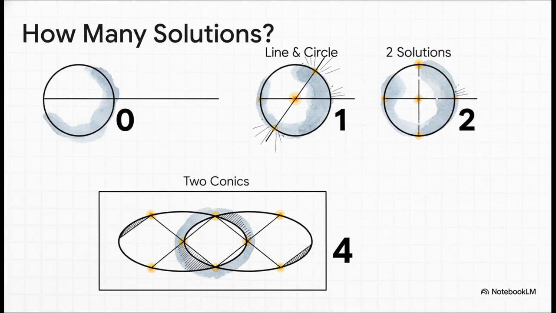And this is where it starts to get really interesting. See, with two straight lines, they can only cross once, if at all. Pretty boring. But nonlinear systems are way more dynamic. A line might miss a circle completely, or just graze it at one single point, or slice right through it in two spots. And get this, when you've got two complex curves, like two circles, you could have up to 4 different solutions. Wild, right?